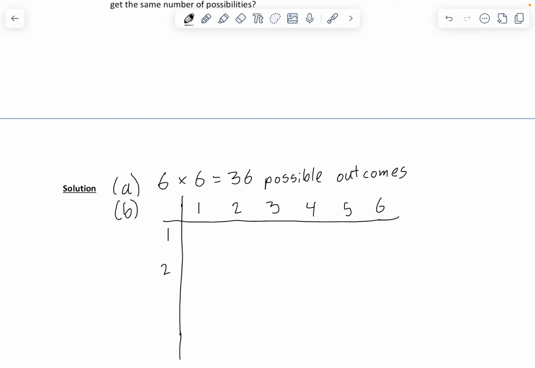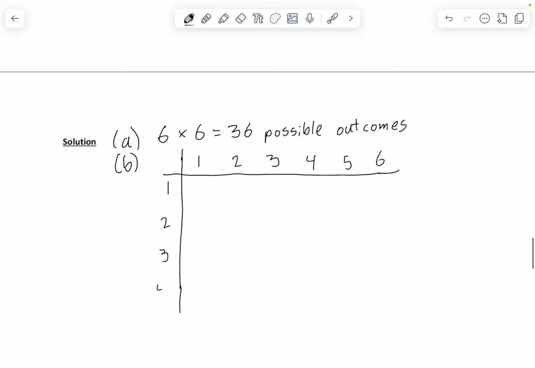2, 3, 4, 5, 6. Okay. And then inside the body of the table here, I would just take each value from the first die and pair it with a value from the second die, right? So like, let's write these as ordered pairs.